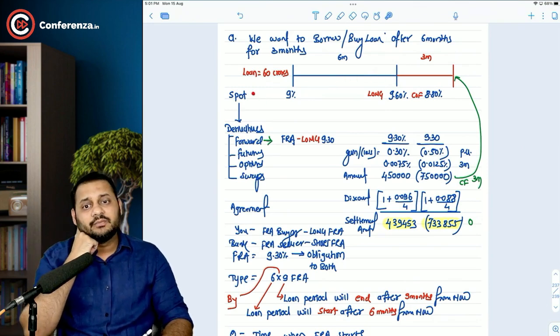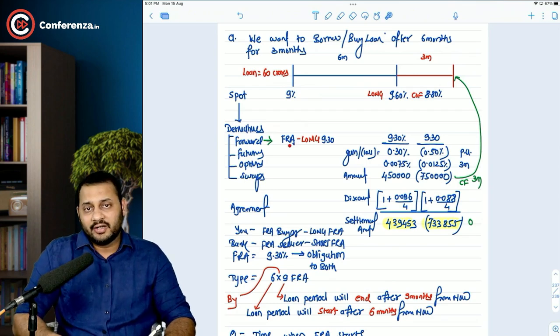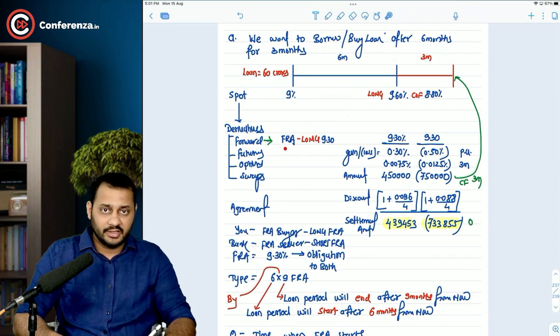So what we did is, we went to the derivatives market and entered into a forward rate agreement. We went long on FRA. We bought FRA from the bank. Why did we take a long position? Because we wanted to take a long position in the spot market after 6 months. So whatever the position is expected after 6 months, take the same in the derivative market.